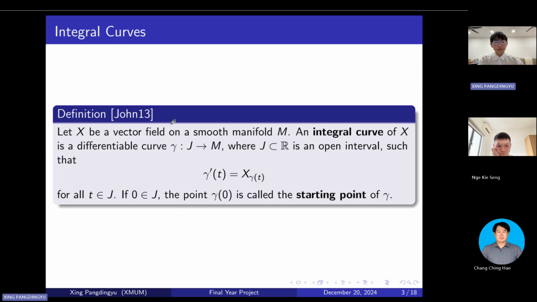First, let's define the integral curves. Let X be a vector field on a smooth manifold M, and an integral curve of X is a differentiable curve gamma defined on an open interval J such that gamma prime t is equal to X(gamma(t)) for all t in J. And in addition, if 0 is in J, we will call gamma(0) the starting point of gamma. We can also say gamma starts at gamma(0).